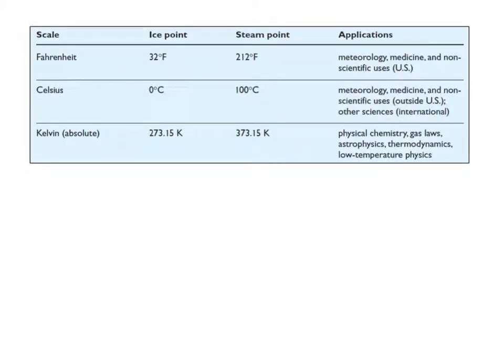Okay, some applications quickly. Fahrenheit is used for temperature in meteorology and medicine. In the US, if you go to the doctor, they don't ask your body temperature in Celsius. They say you're 98.7 Fahrenheit or you're 102 Fahrenheit, so you have a fever. So that's medicine and non-scientific uses. Celsius is used in medicine in other countries outside the US, and in other sciences internationally. And then, as I told you before, Kelvin is for physical chemistry, gas laws, astrophysics, thermodynamics, and other areas in physics. Kelvin is the way to go, really. You're going to hear everything in Kelvin.